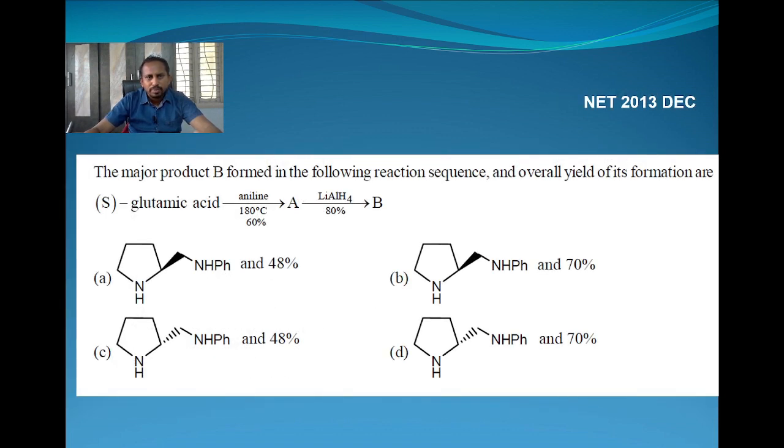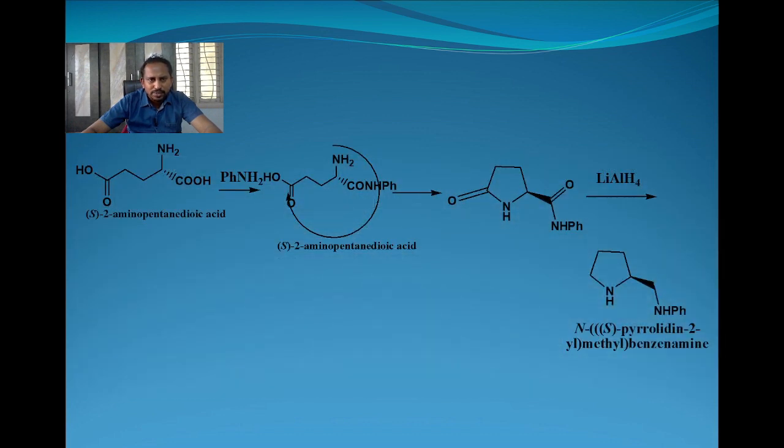This is a question from NET. What is the major product B formed in the following reaction sequence, and what is the overall yield? Listen, we are given S-glutamic acid treated with aniline to give A, followed by lithium aluminum hydride reduction to form B. First, what happens when S-glutamic acid is treated with aniline? To explain this question, we have to move to the next slide. So this is nothing but S-glutamic acid.